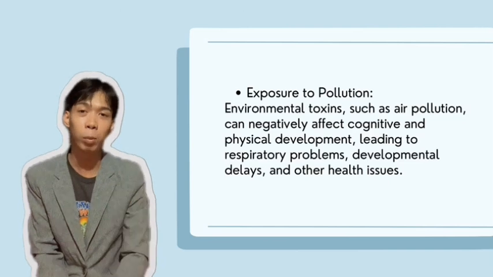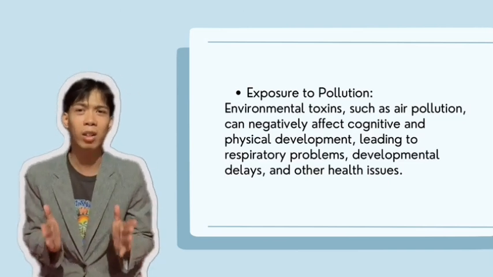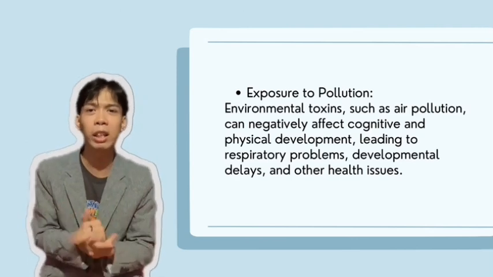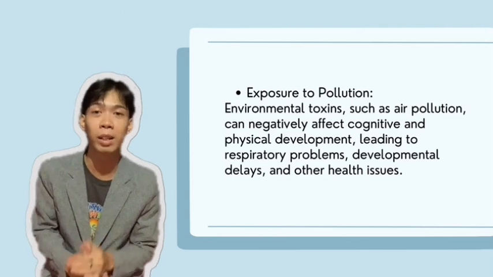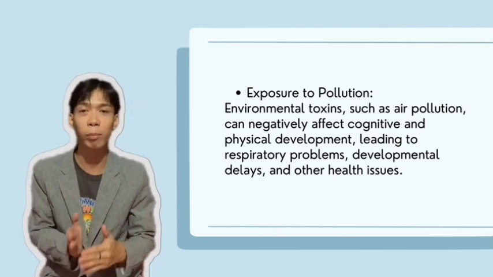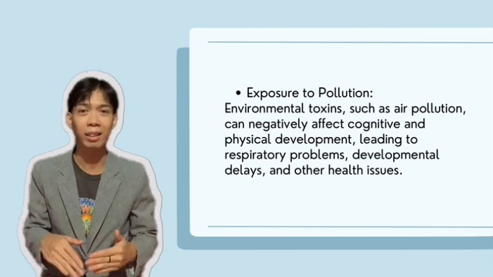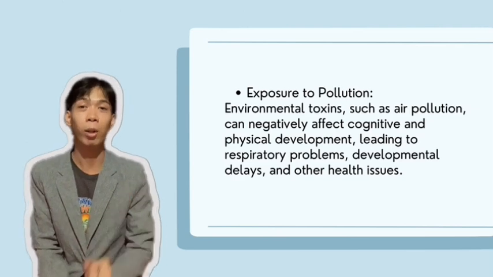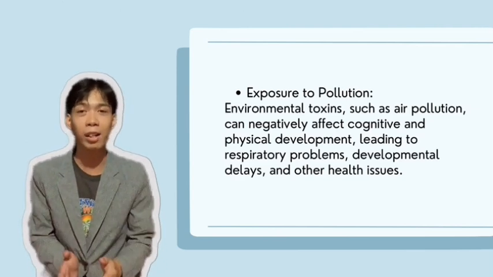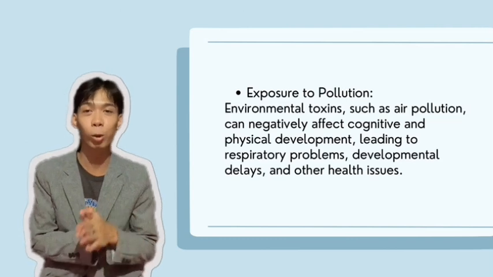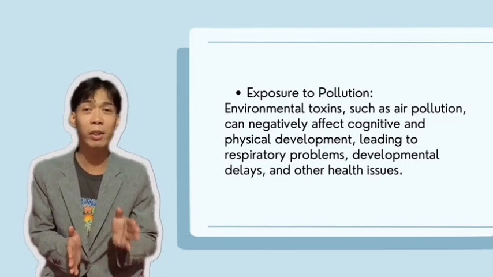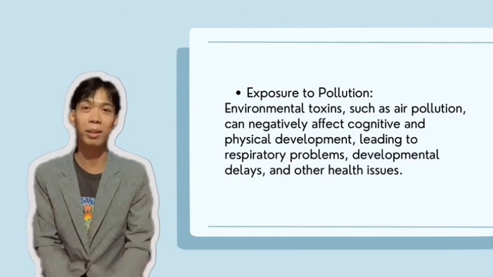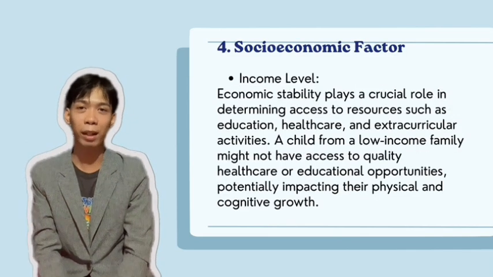Exposure to pollution. Environmental toxins such as air pollution can negatively affect cognitive and physical development, leading to respiratory problems, developmental delays, and other health issues. For example, children living in areas with high levels of air pollution might have a higher risk of developing asthma or other respiratory problems. Fourth is socioeconomic factors.